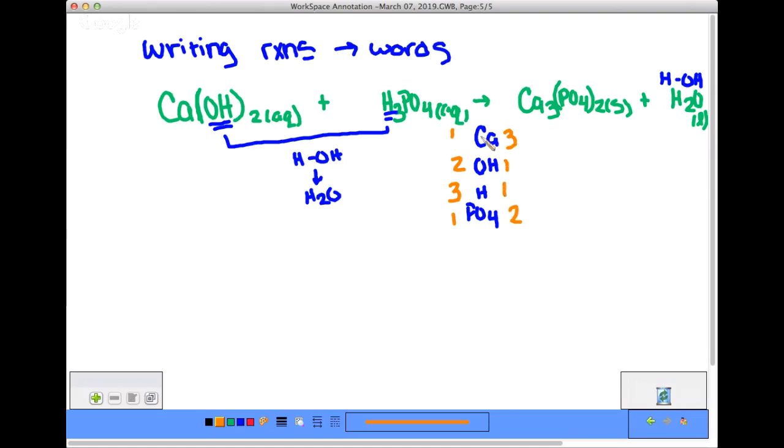So let's go ahead and start balancing this right here. I have 3 calciums as a product, 1 as a reactant. So I need to put a 3 in front of here. That changes my number of calcium to 3, but that also changes my number of hydroxide now to 6. So now I have 6 hydroxides.